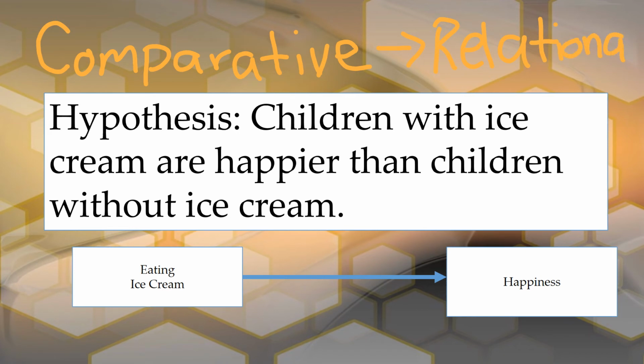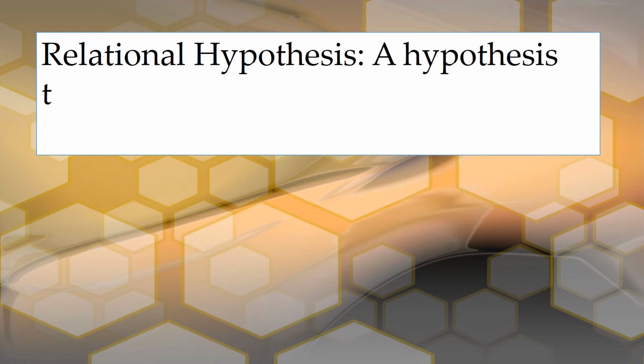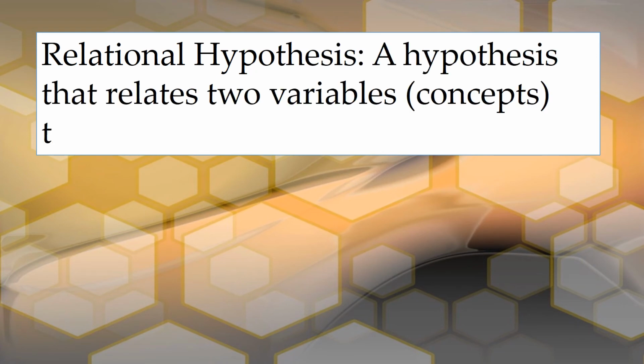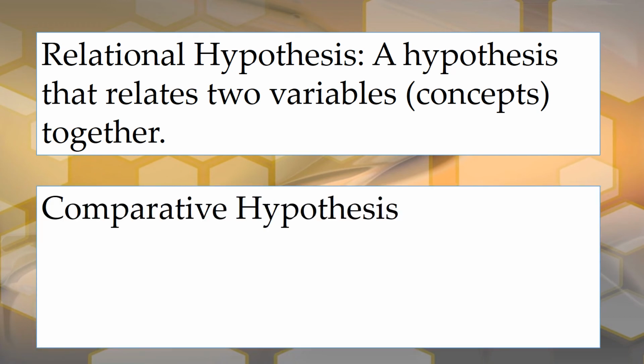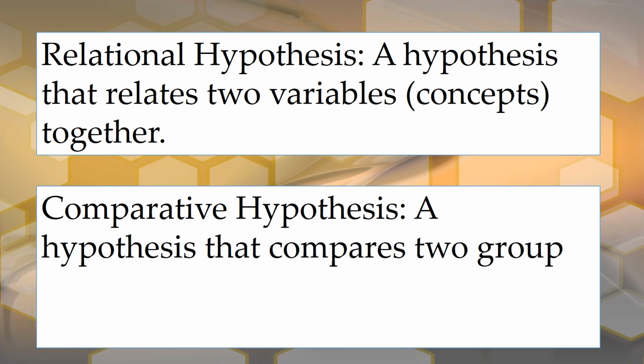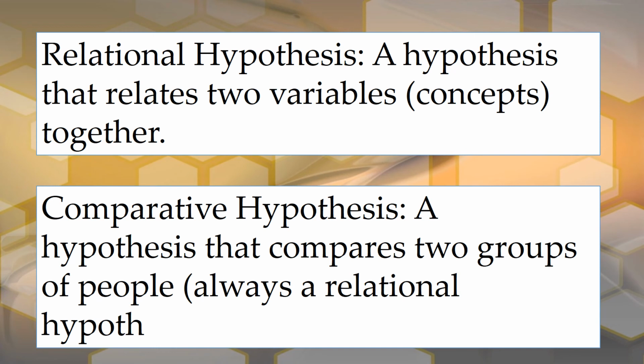So anytime you see a hypothesis that's comparative, we can rewrite it to say something like we saw previously, that eating ice cream leads to happiness. Let's review. A relational hypothesis is a hypothesis that relates two variables or concepts together. We'll go over what a variable is in another video, but just stay with me for now. And a comparative hypothesis is a hypothesis that compares two groups of people, and this is always a relational hypothesis. So a comparative hypothesis is a special type of relational hypothesis.